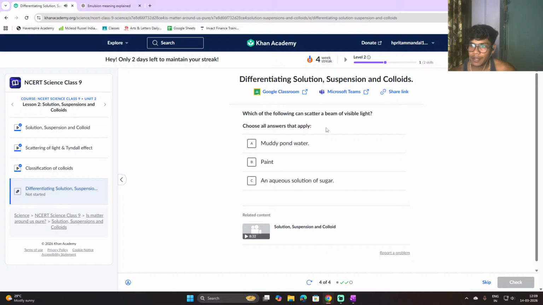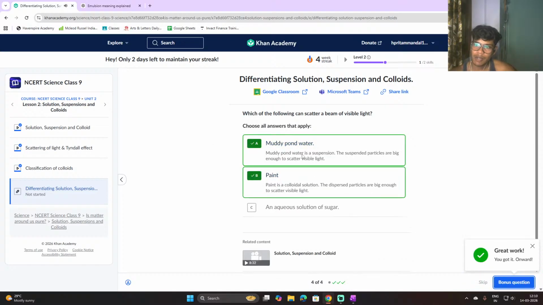Which of the following can scatter a beam of visible light? Muddy pond water, paint, and aqueous solution of sugar. Which of the following can scatter a beam of visible light? Paint can do that. Yes, paint can do that. Muddy and paint. Yeah, both are right. Muddy water is a suspension. The suspension particles are big enough to scatter visible light. Paint is a colloidal solution where the dispersed particles scatter light.